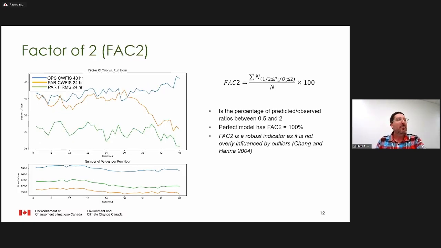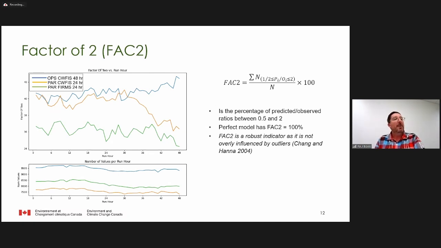So for factor of 2, you can simply think of that as the percentage of the predicted to observed ratios which have values between 0.5 and 2. A perfect model will have a factor of 2 equal to 100%, and it's a robust indicator as it is not overly influenced by outliers.